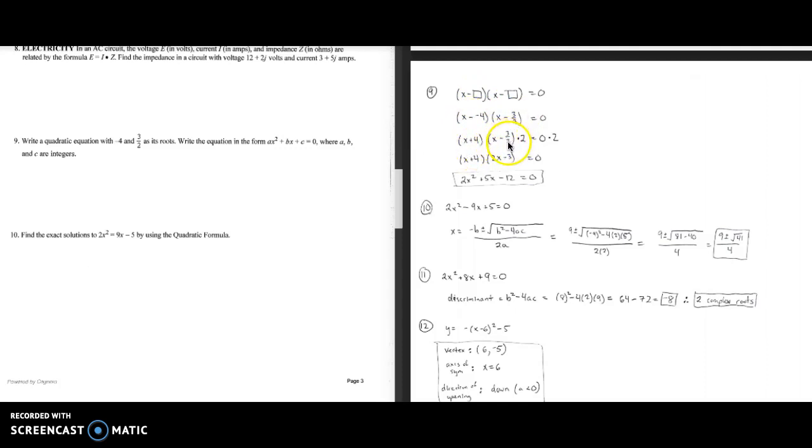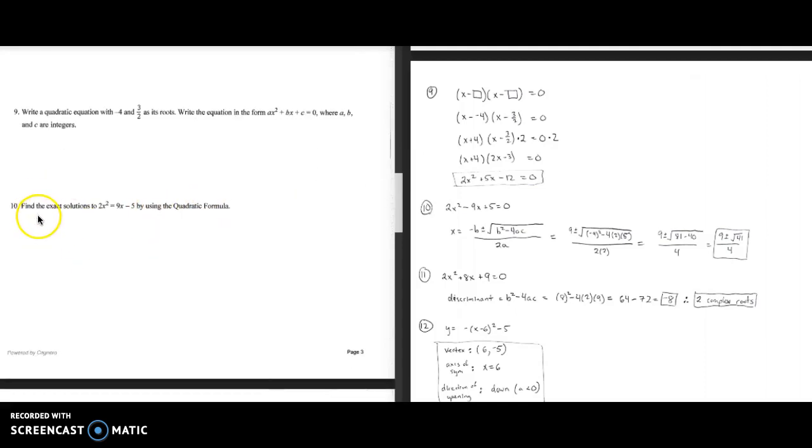I don't like this fraction here. I don't like dividing by 2, so I'm going to multiply each side of the equation by 2. I'm going to distribute this 2. 2 times x, 2x. 2 times 3/2 is just 3. I have x plus 4 times 2x minus 3. I FOIL it. When you FOIL it, you get 2x squared plus 5x minus 12. That's your equation.